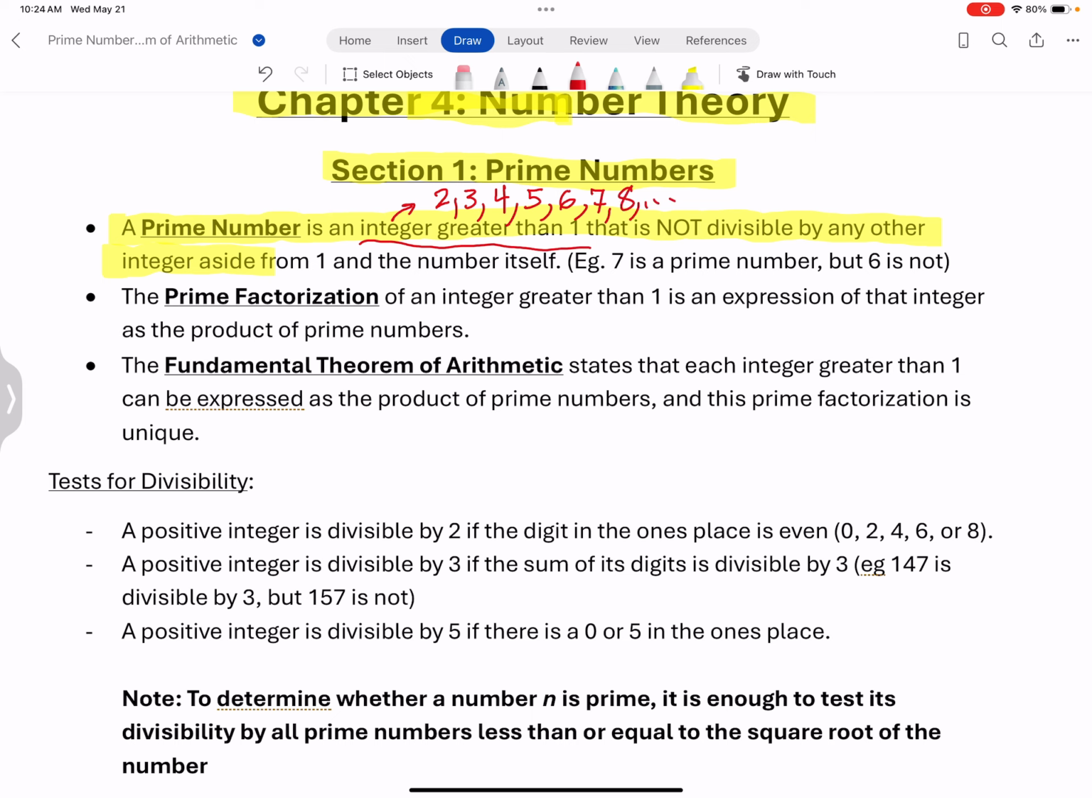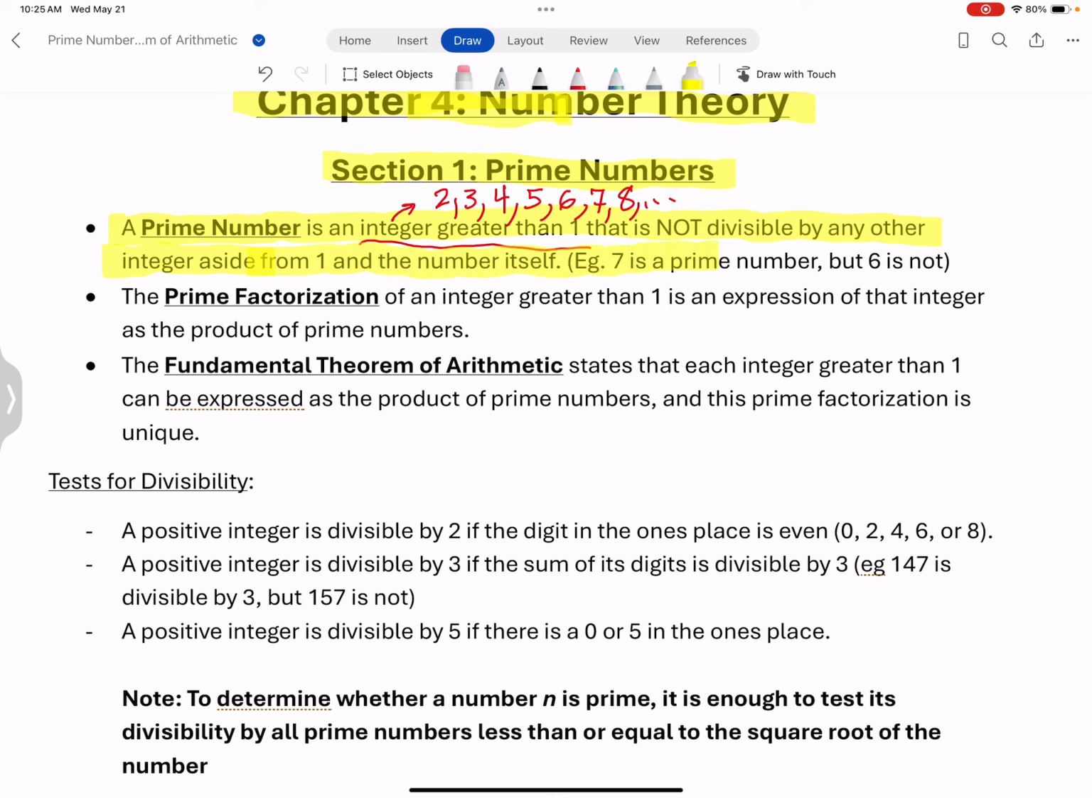So anyway, don't worry about memorizing what an integer is. Just know that when we talk about prime numbers, we're only looking at positive whole numbers, not negatives, not fractions, no decimals. We don't even discuss what prime means for those. It only makes sense for whole numbers greater than 1. A prime number is an integer greater than 1 that is not divisible by any other integer aside from 1 and the number itself.